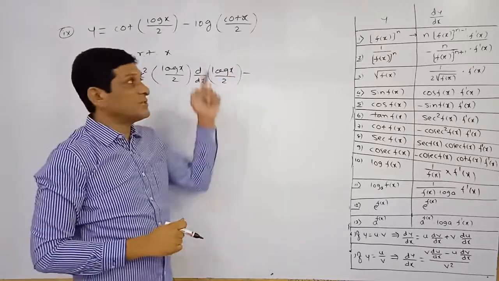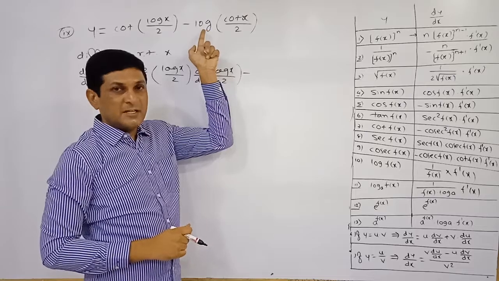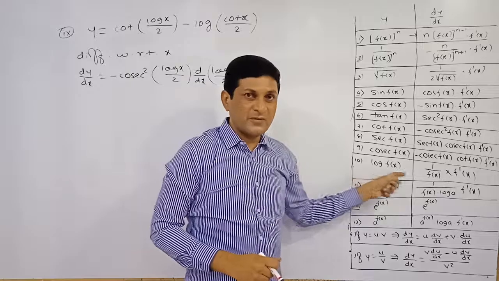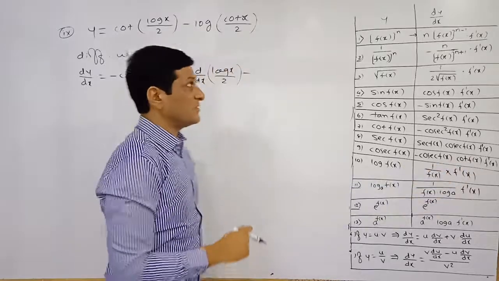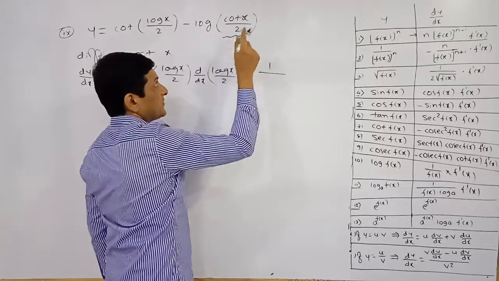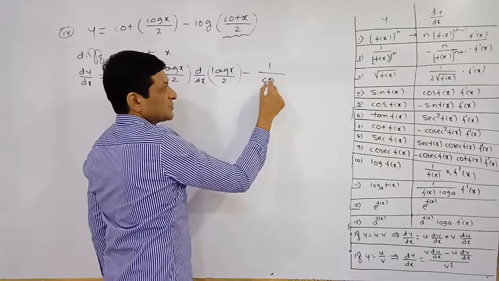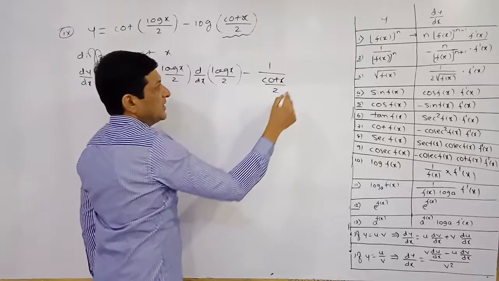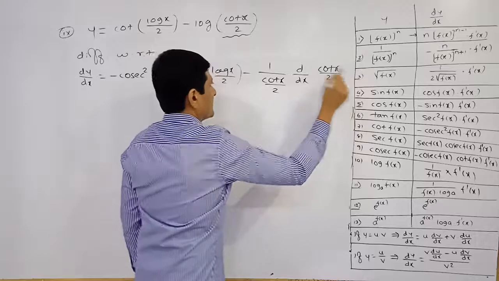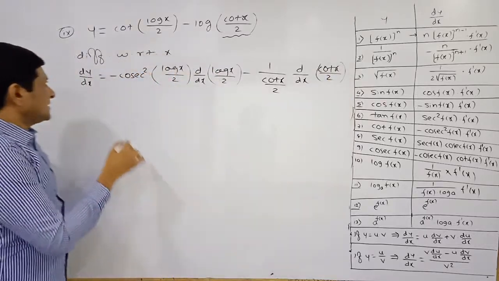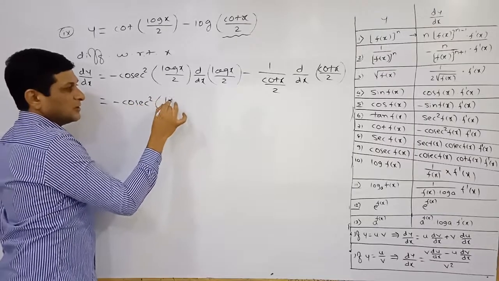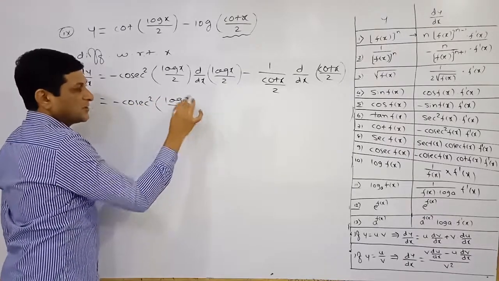Now we are finding the differentiation of the second term. If you observe the second term, it is in the form of log f of x, and we know that the derivative of log f of x is 1 upon f of x into f dash of x. So its derivative is 1 upon f of x. What is f of x here? Cot x upon 2, into the derivative of cot x upon 2. So which is equal to minus cosec square log x upon 2, keep it as it is.